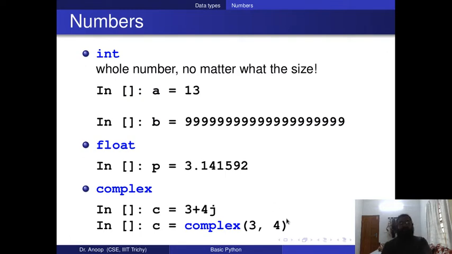Sir, in complex, why do we write a j instead of i?